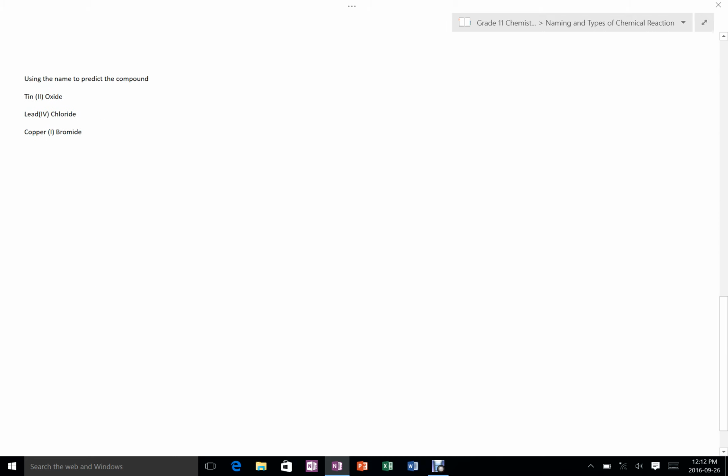We can also use these names to predict the compounds. So here we go. Tin is Sn. Oxide, this one would have been 2 plus, this one would have been 2 minus. So I'll cross them over. I get 2, 2, which I can reduce to tin oxide, 1-to-1.